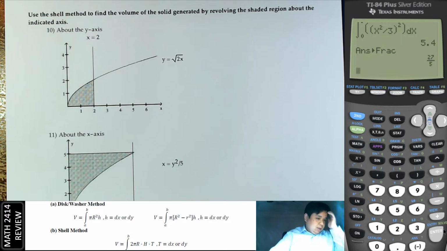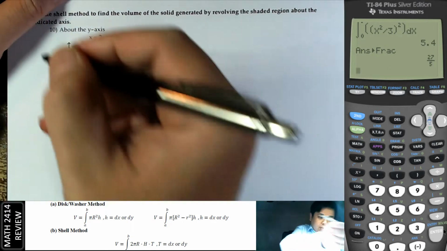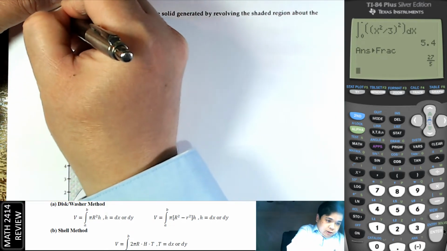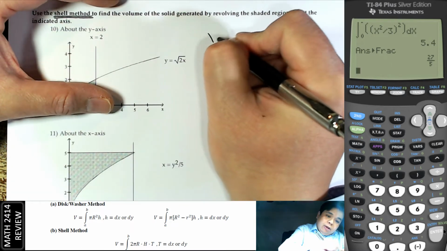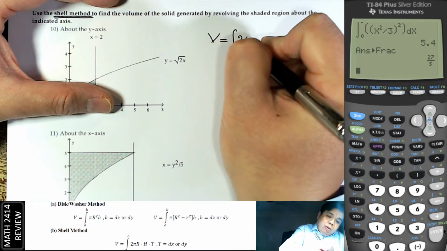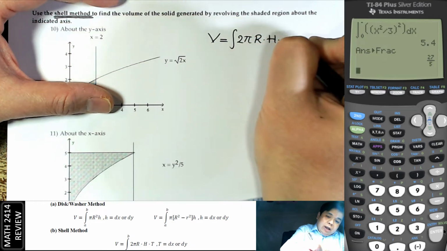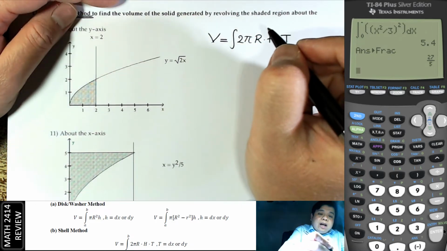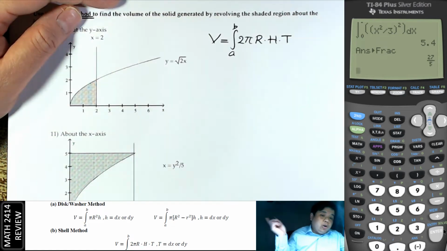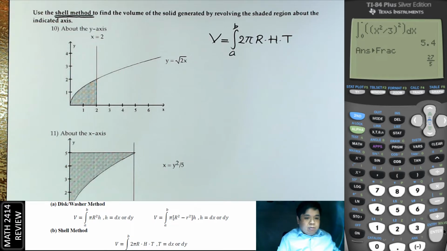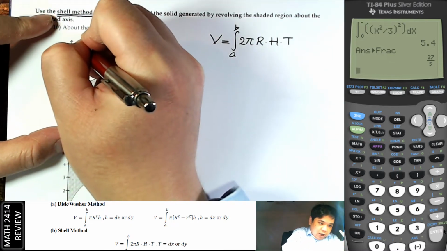Next, we have the shell method. Now, if this region rotates about the y-axis, by the way, for the shell method, let's go with the formula first. Two pi r h dt. Notice that the h here is different than the h in the washer method. Right, so first determine, is this a dx or dy? By the way, the axis of rotation is the y-axis, so rotate about the y-axis.